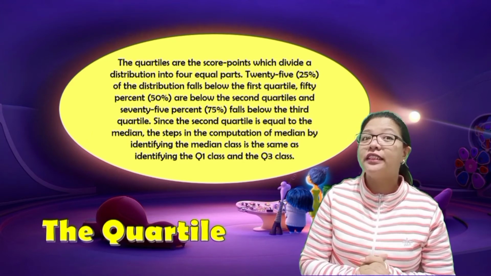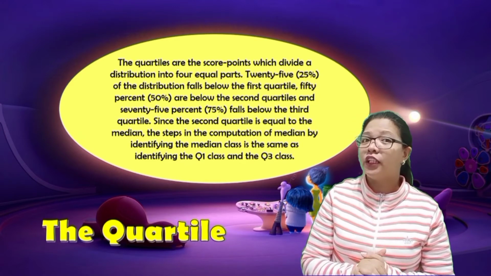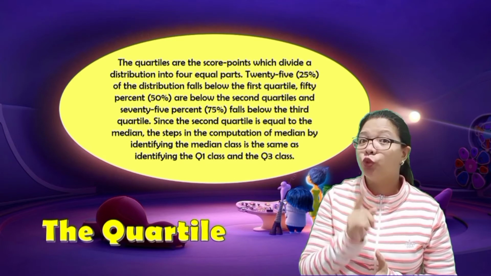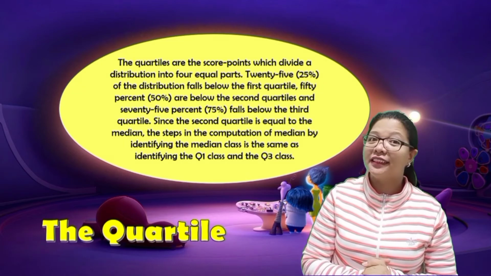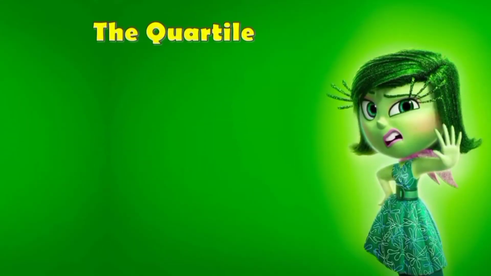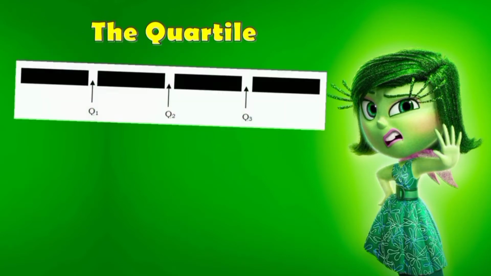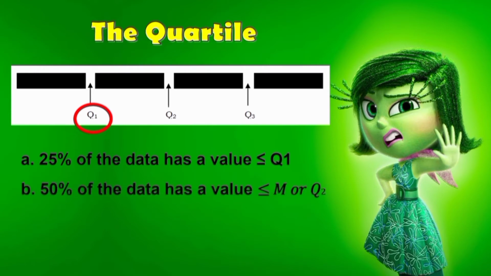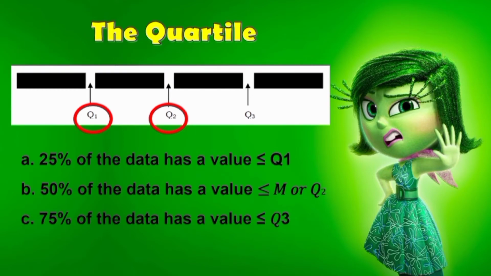Since the second quartile is equal to the median, the steps in the computation of median by identifying the median class is the same as identifying the first quartile and the third quartile class. The quartile. Look at this given illustration. 25% of the data has a value of less than or equal to the first quartile. 50% of the data has a value of less than or equal to the median or second quartile. 75% of the data has a value of less than or equal to the third quartile.